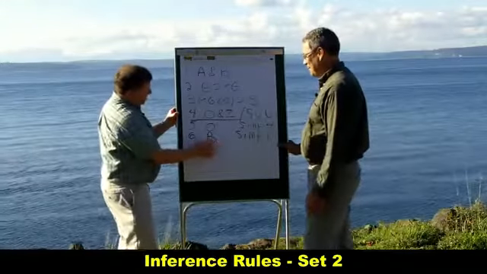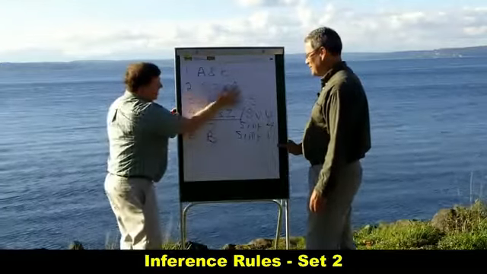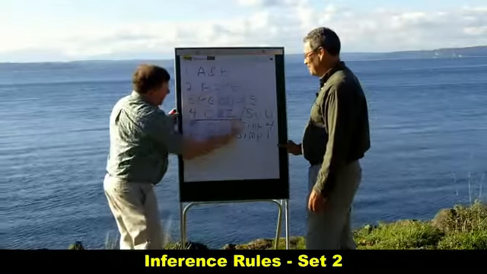So modus ponens on 2 and 6. Modus ponens says if we have P and we have P horseshoe Q, we can bring down Q.